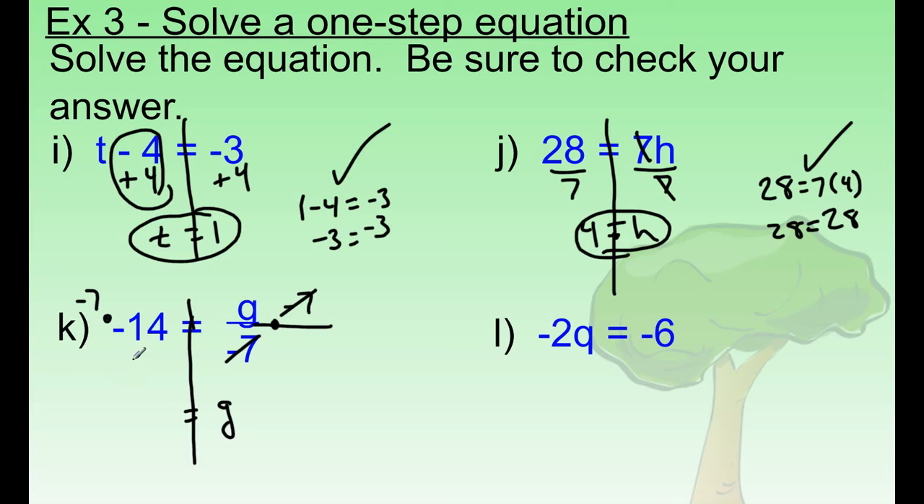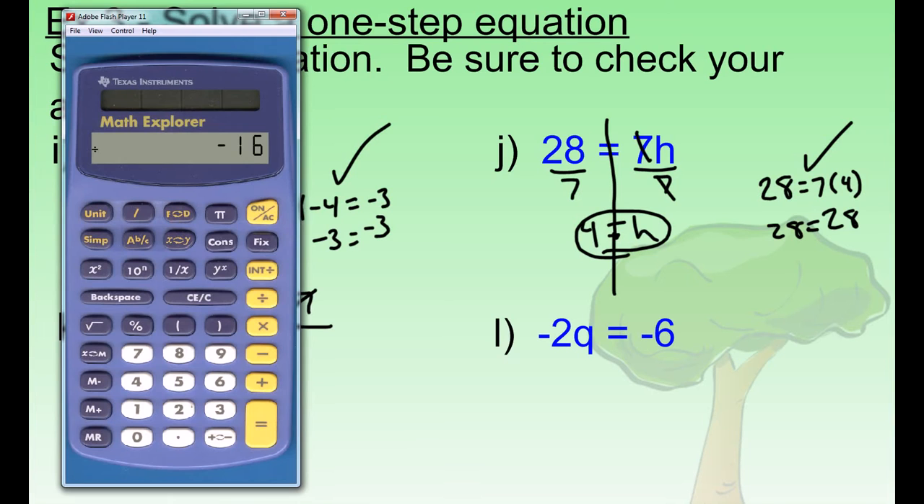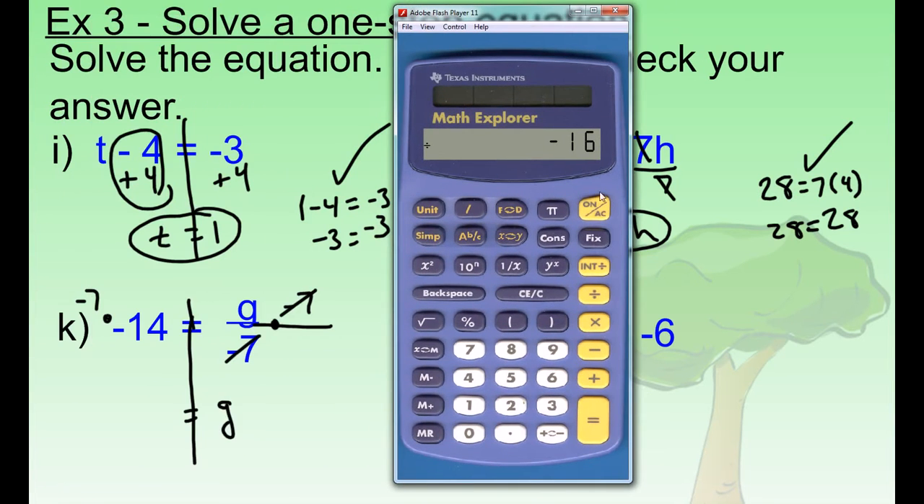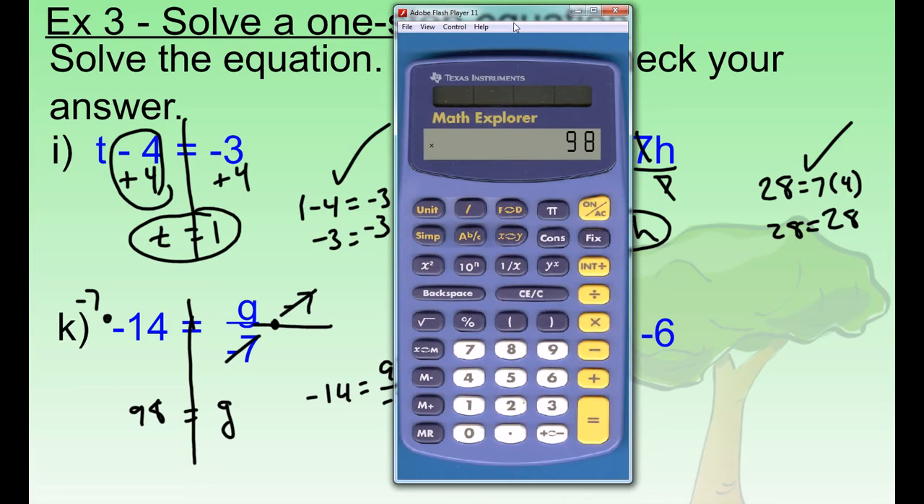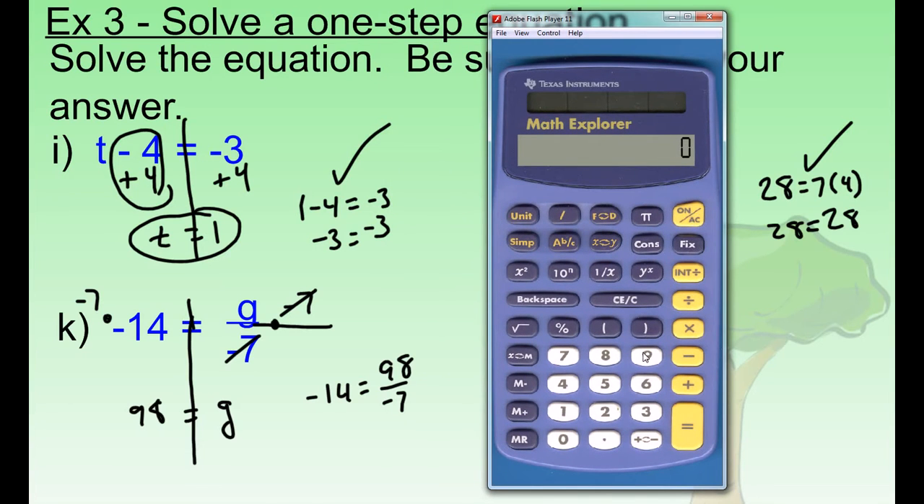Over here, negative 7 times negative 14. I don't know all that off the top of my head, so let's see. Negative 7 times negative 14 equals 98. Well, let's see if we're right. Negative 14 equals 98 divided by negative 7. Mr. Calculator says 98 divided by negative 7 equals negative 14. It works out.